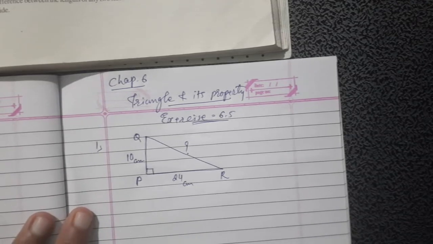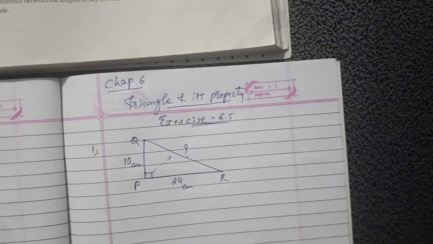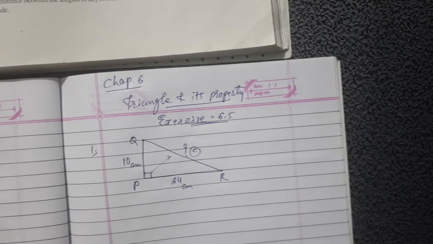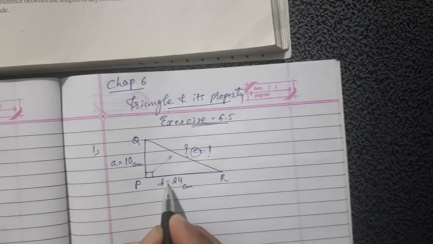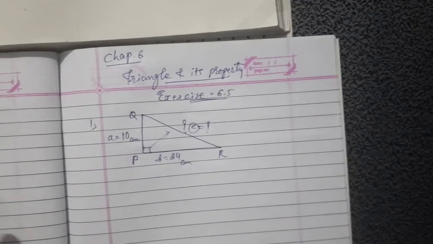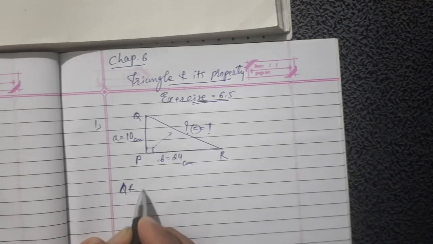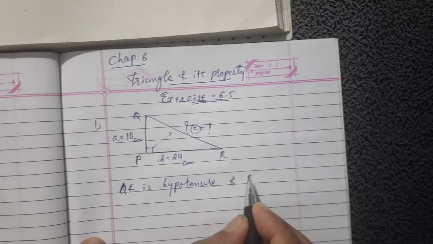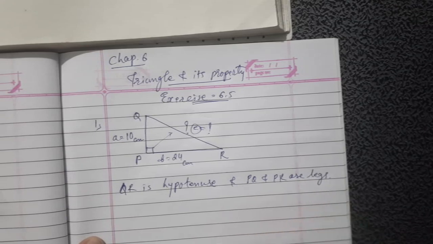Question mark. Now yesterday I told you that the side opposite the right angle is called the hypotenuse. We take the hypotenuse as C, so C equal to question mark. Here A equal to, and this one is B equal to. Now according to Pythagoras, QR is the hypotenuse, and PQ and PR are legs.